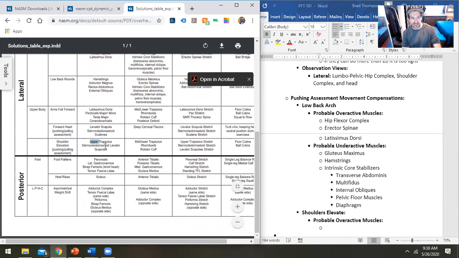Our probable overactive muscles are going, by the way, this table is messed up slightly on their website. It always has the sternocleidomastoid levator. I don't know why they did that. Anyway, the formatting nerd in me hates it.